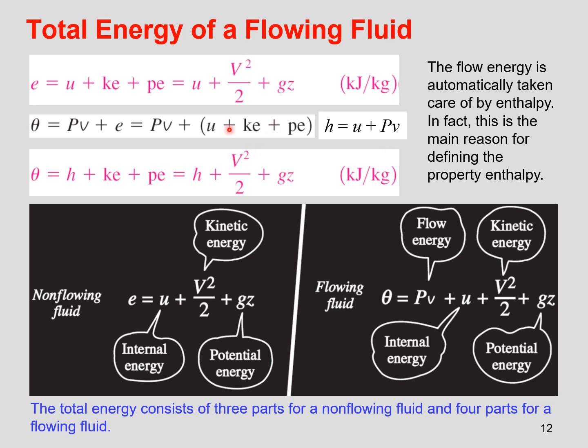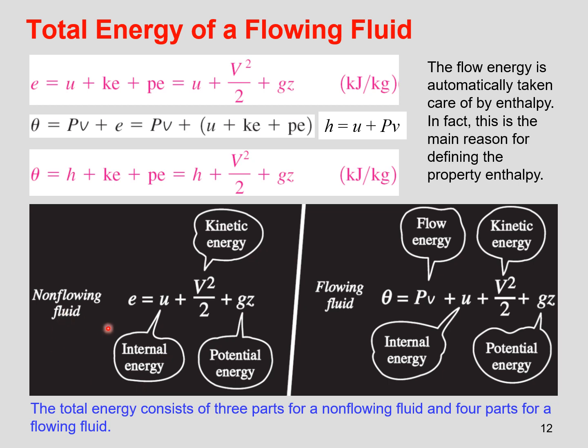However, U plus PV, we know what that is. That's the enthalpy, H. And again, H is in the table. So we can write this theta, the energy for the flow, as H plus the kinetic energy plus the potential energy. So here's the equation written as we'll use it in this particular chapter.